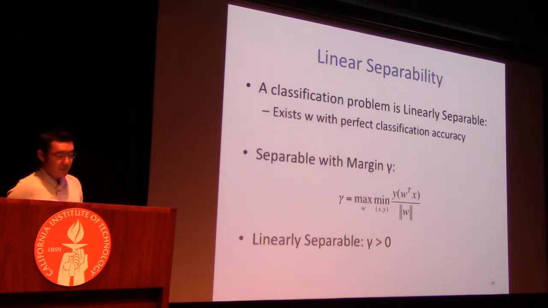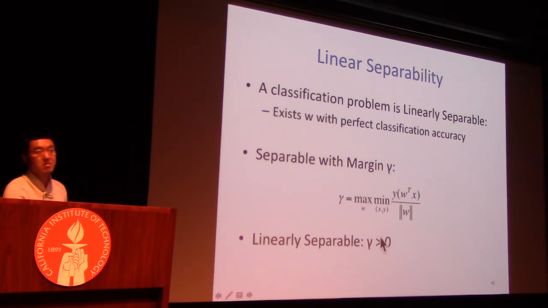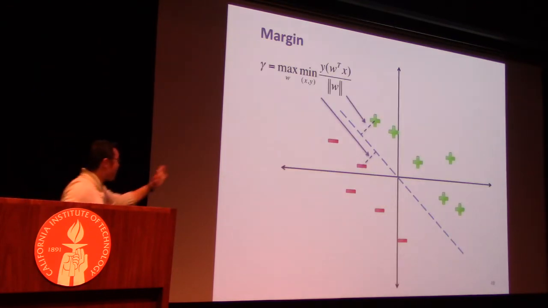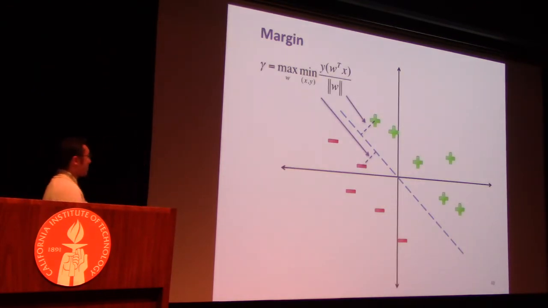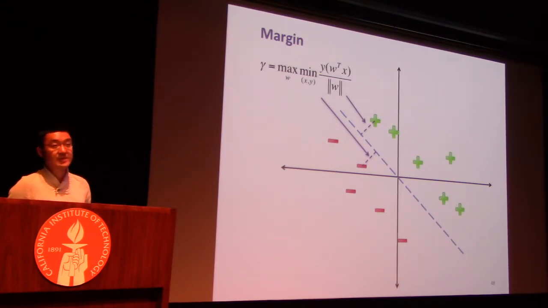So, just to recap, a classification problem is linearly separable if there exists a w with perfect classification accuracy. It's called separable with margin gamma, for a margin satisfying this formula. And linearly separable then basically means gamma is greater than 0. When gamma is really small, there are very few hyperplanes that can correctly separate the data. When gamma is very large, there are many, so it's easy to find.